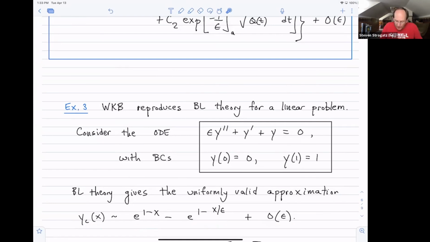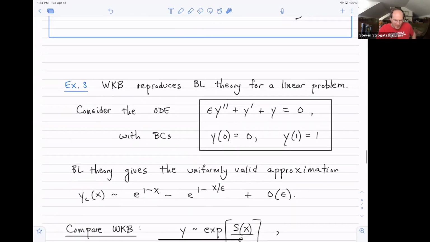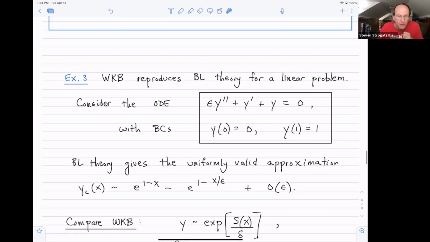So this has a boundary layer near x equals 0, as you can see from this term. That x over epsilon is showing us that something's happening of thickness epsilon around x equals 0. And then there's this outer solution here. Okay, so anyway, we get this uniformly valid approximation if we did boundary layer theory. Now, let's see what WKB would do with this problem.